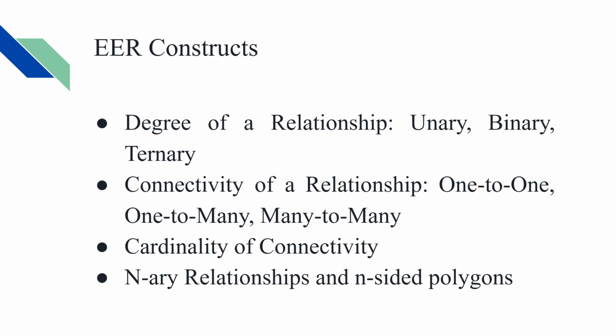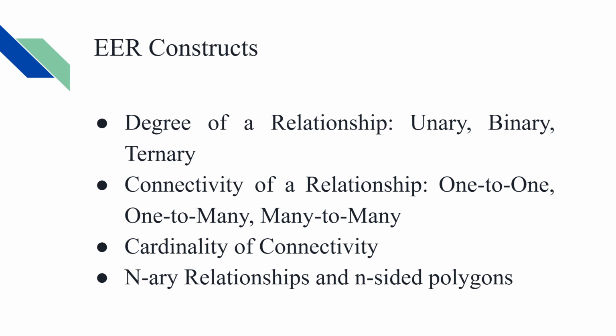So coming to EER constructs. Extended entity relationship constructs provide more precision in defining relationships. The degree of a relationship indicates the number of participating entities, which is unary, binary, and ternary relationships involving one, two, and three entities respectively. Connectivity specifies how entity occurrences relate to each other, which is either one-to-one, one-to-many, or many-to-many. Cardinality provides further details, specifying the exact number of allowed instances.